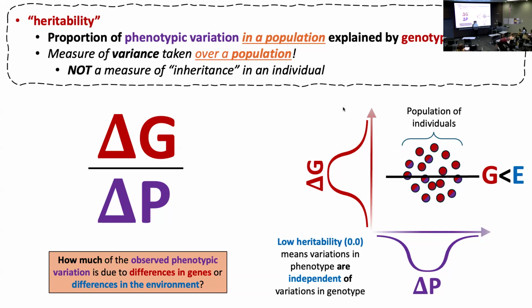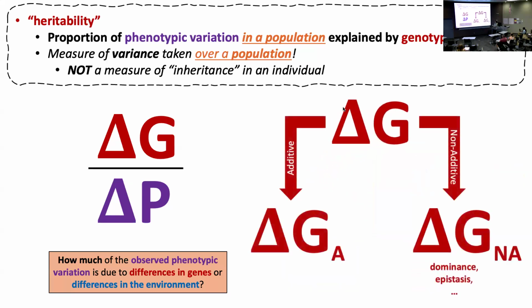So within this population, what's the relationship between delta P and delta G? It's an important concept. So that's what we're saying here.